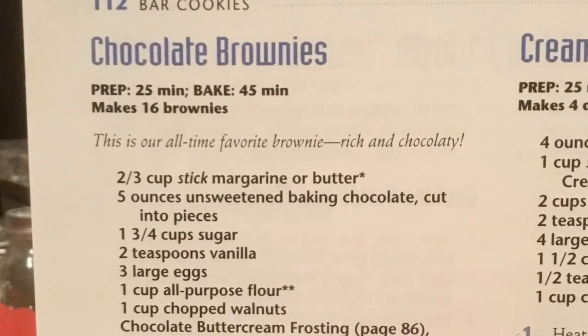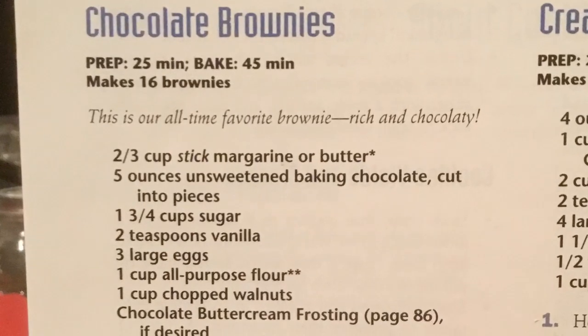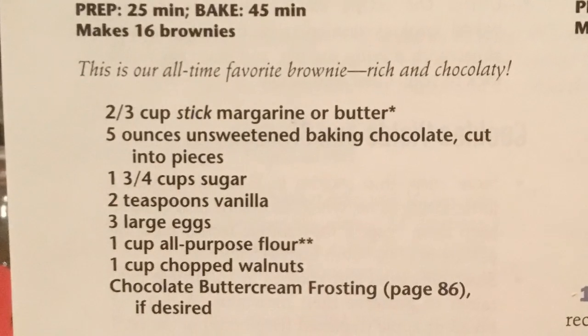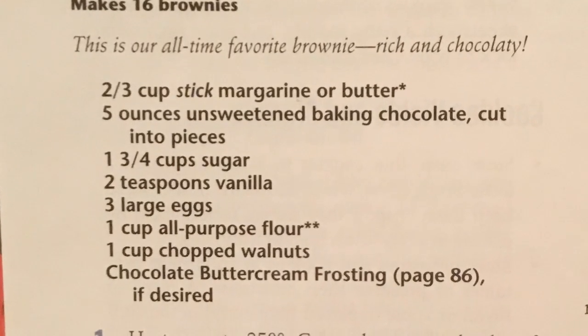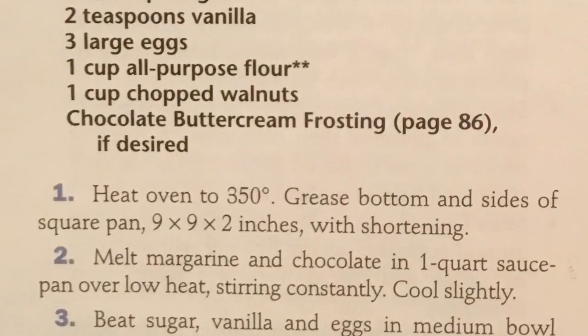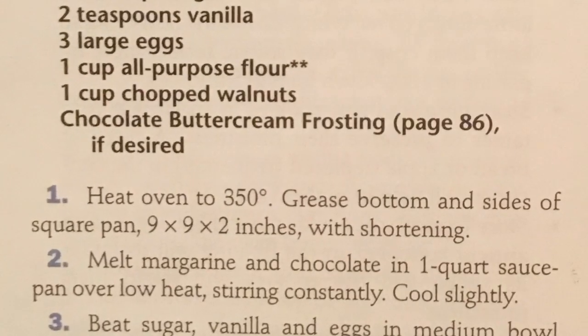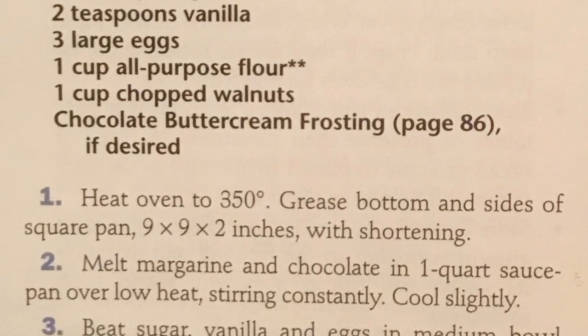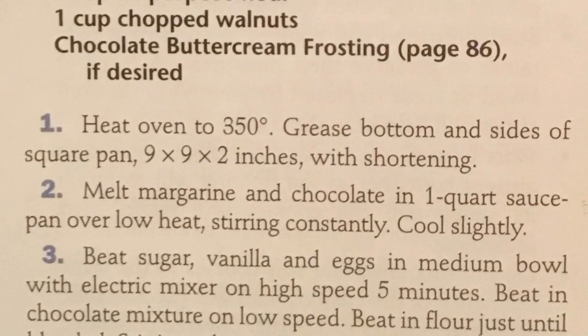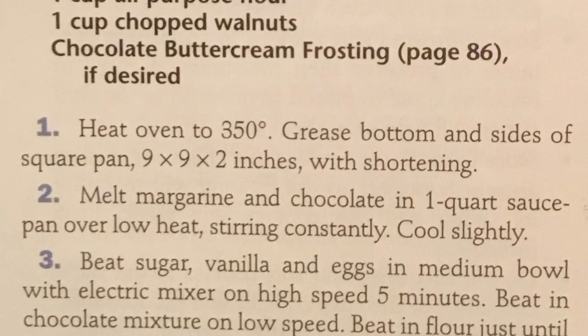First, the ingredients are 2/3 cups of margarine or butter, 5 ounces of unsweetened baking chocolate, 1 3/4 cups of sugar, 2 teaspoons vanilla, 3 large eggs, 1 cup of all-purpose flour, and if you want, 1 cup of chopped walnuts. You start by heating the oven to 350 degrees, then greasing the bottom and sides of a square pan with shortening. Then, melt the margarine and chocolate in a 1-quart saucepan over low heat, stirring constantly.